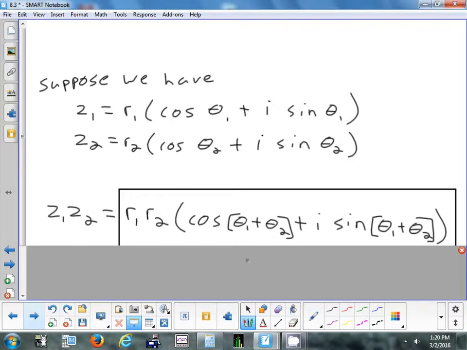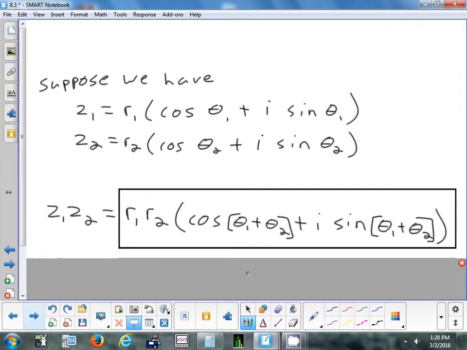The proof of why this is true can be a little time consuming, but what ends up happening is you end up with a cosine sum identity and a sine sum identity. Okay, so remember those identities we looked at last week? If you were to FOIL z1 times z2 out, this is what ends up happening. Right? Two identities you have to recognize: the cosine sum and the sine sum. Okay, but to save time, we're not going to go through that proof.